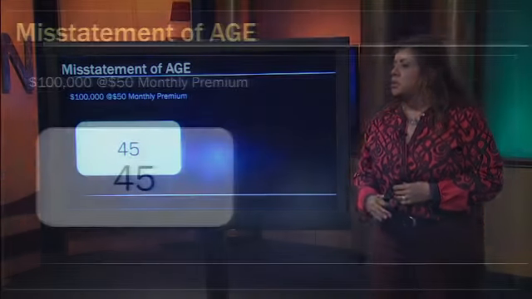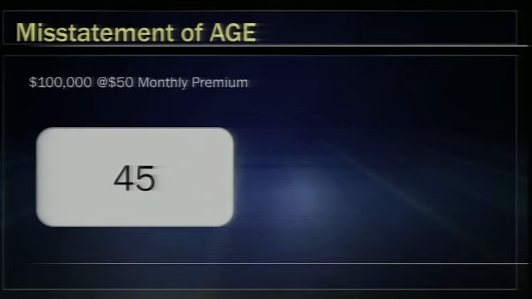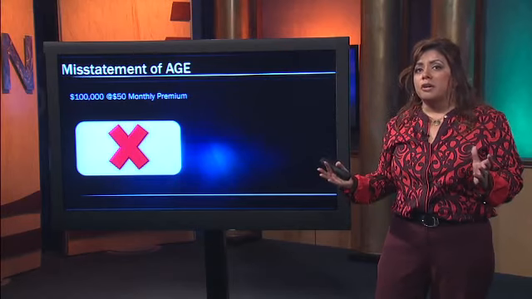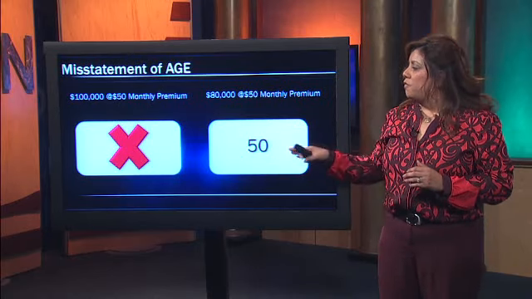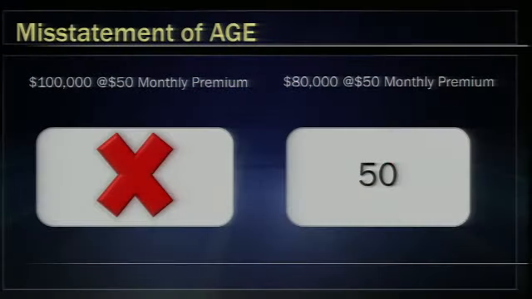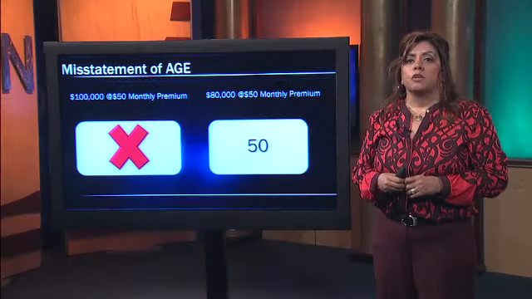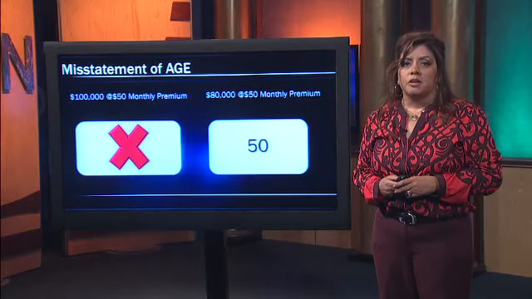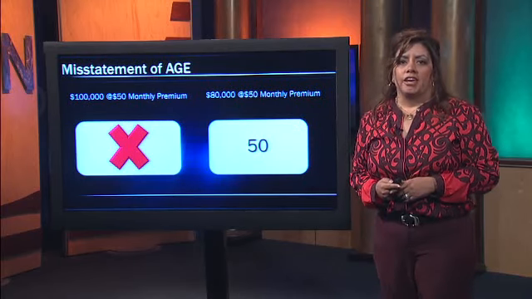We have an individual who applied for life insurance, and it was thought to be that they were 45 years old. In this example, they bought a $100,000 policy, paying $50 a month. In the event of the claim, the company discovered that in reality, this applicant was 50 years old. Now, the company will still make it right. So what they will do is they will adjust the death benefit, in this case, to $80,000, because that's what the premium would have purchased at the correct age. This is known as the misstatement of age.